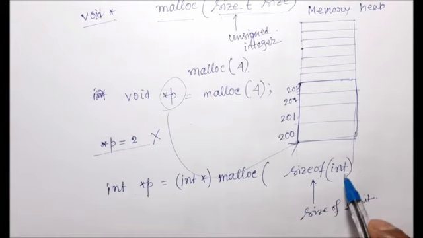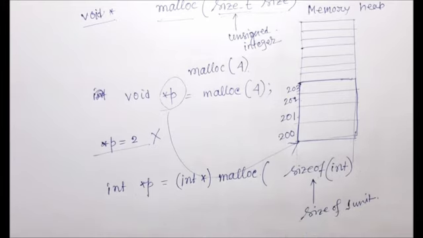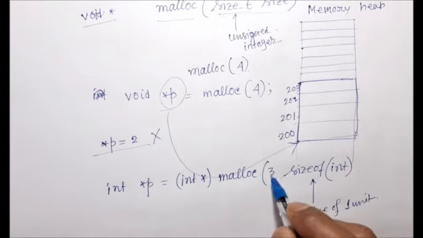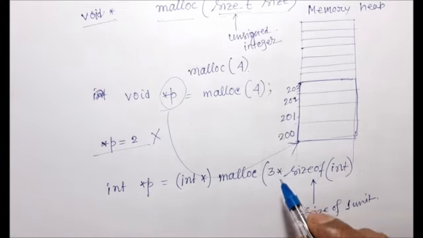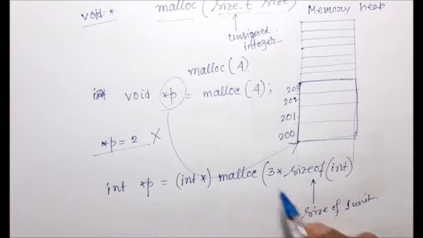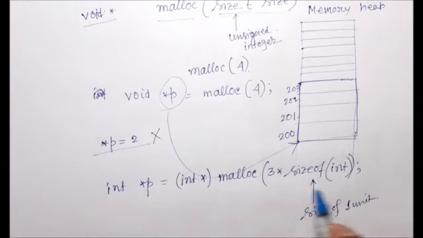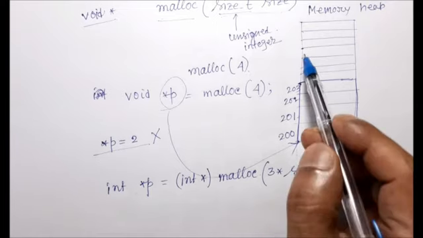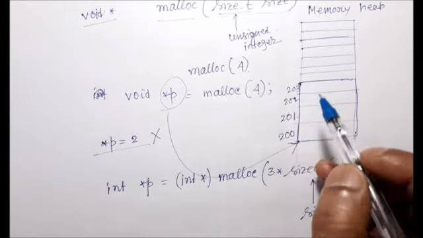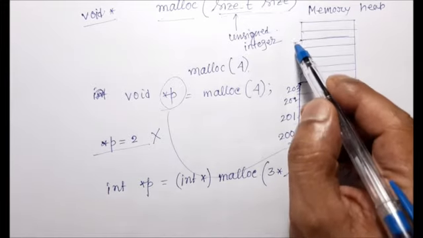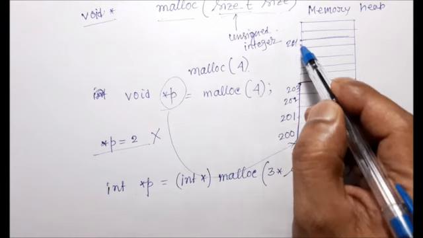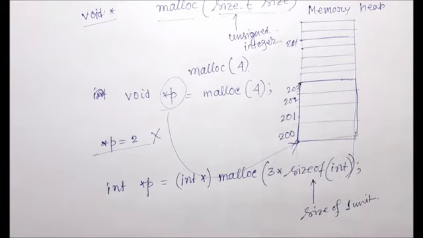What is the size of integer? 4 bytes. So 4 bytes will be allocated in this location, right? Suppose I want to allocate for 3 integers, then we have to multiply by the number of elements. So how many bytes will be allocated? This is 4 into 3, that means 12 bytes of consecutive memory will be allocated, right? So 200 to 211, 12 bytes of memory will be allocated. So in this way we can use the malloc function.